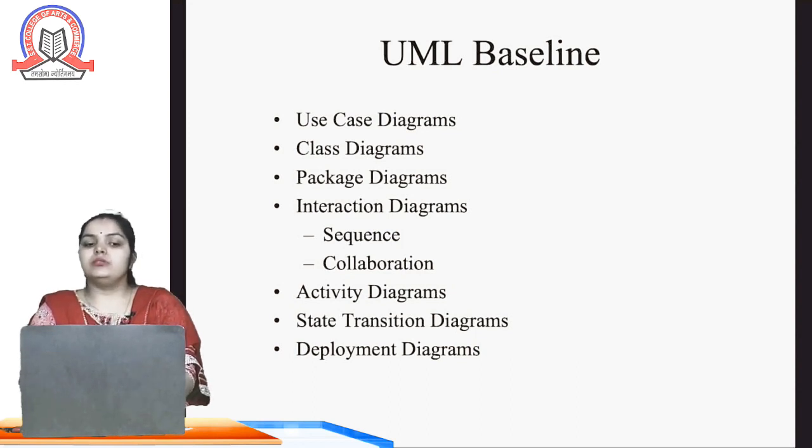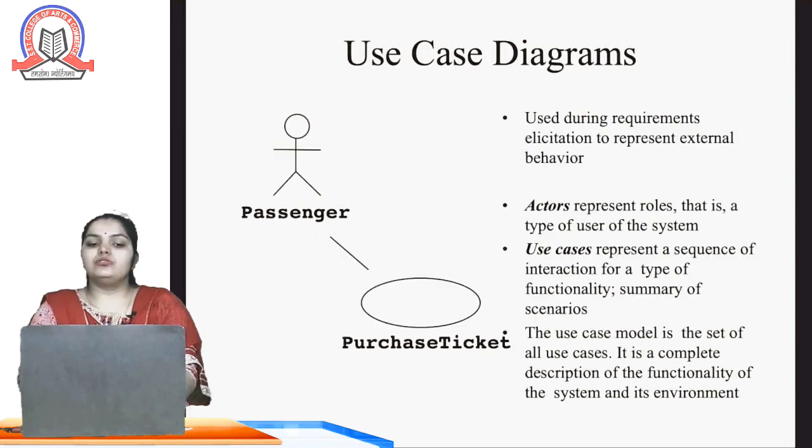So these are nothing but the basic UML baselines. So now we'll go with the use case diagram. As I told before, we discussed use case diagram here. So use case diagram is used to represent the behavior of the system. So here we take actors and the use case into consideration.